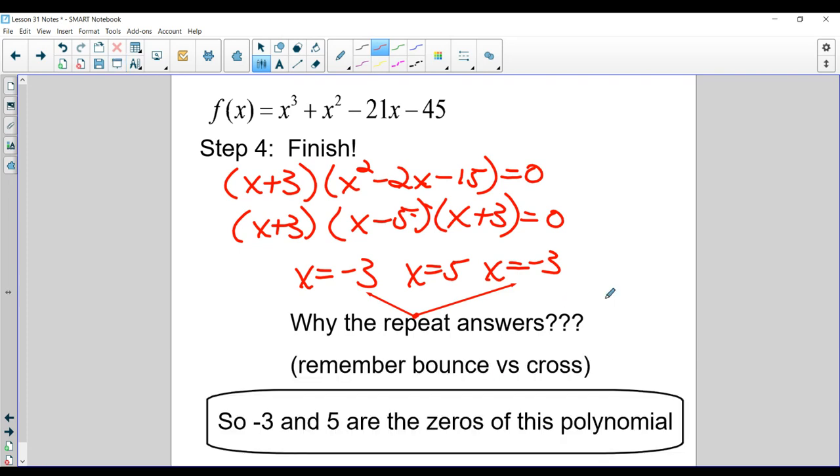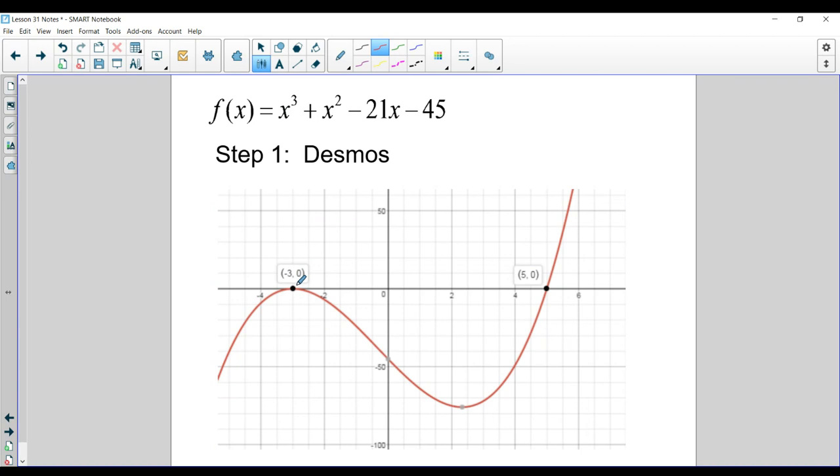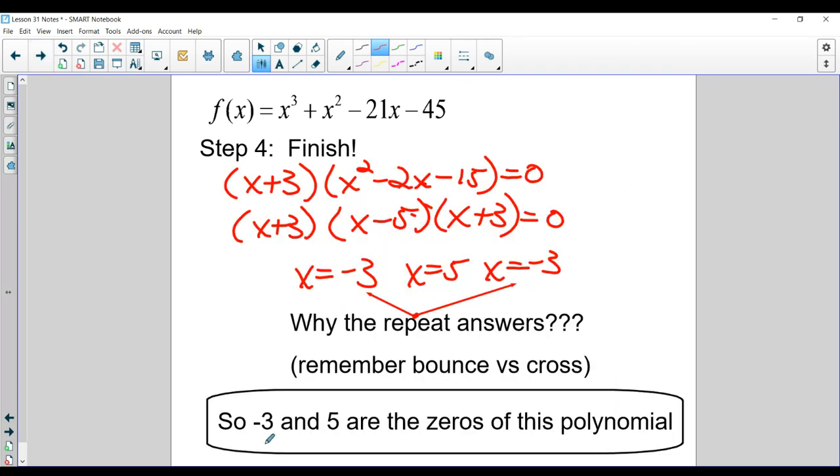And don't forget repeating answers, bounce versus cross. Because it bounced at this spot right here, I should get an even number of answers from that, which I did. I got 2 of them. And this one, because it crosses, I should have an odd number of answers from that, which I did. I got 1 of them. So your solutions for this, the zeros, would be at -3 and +5.